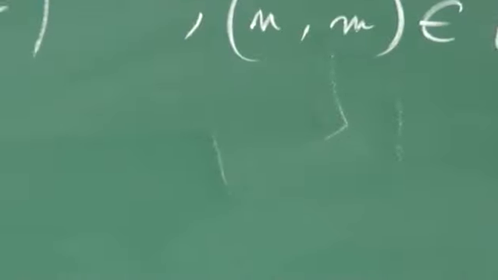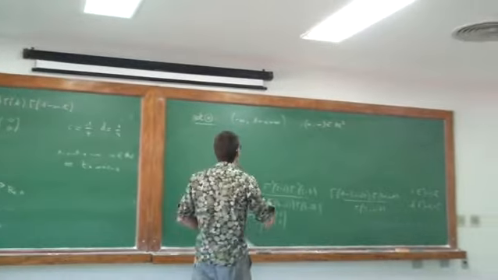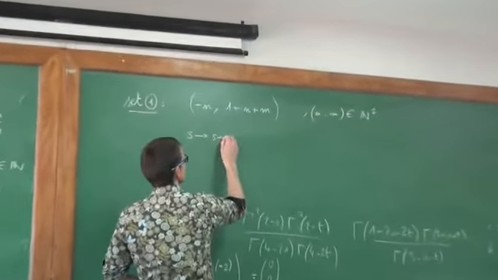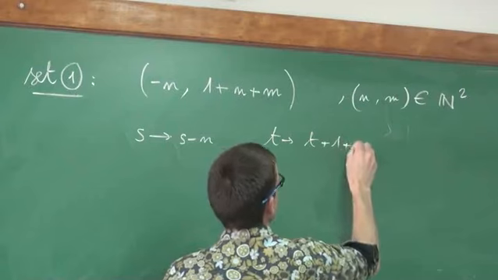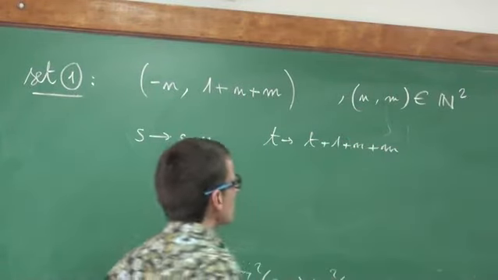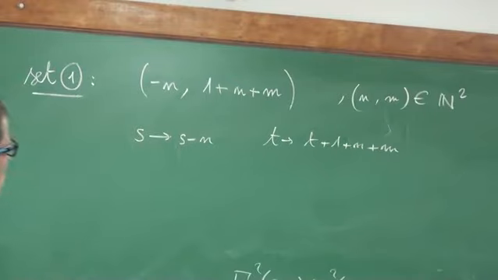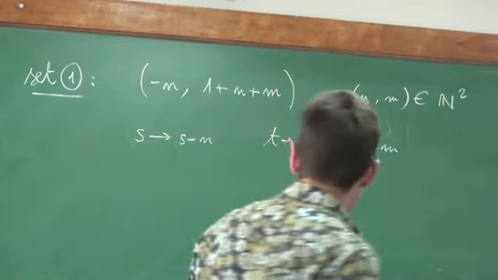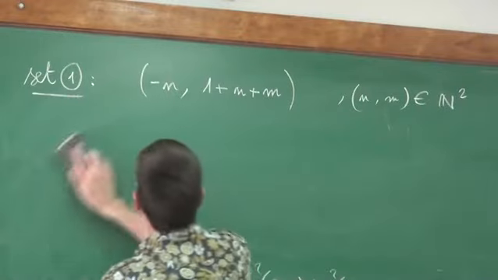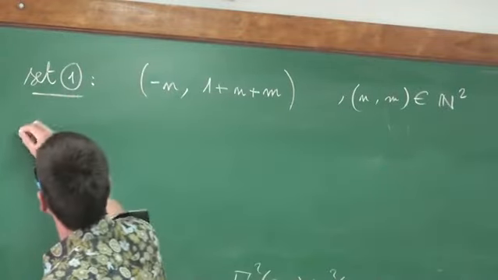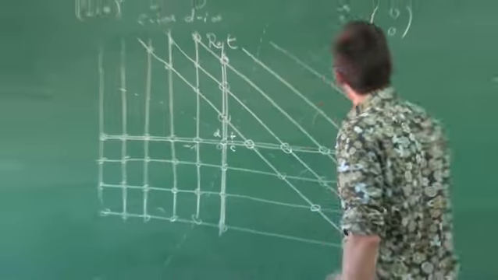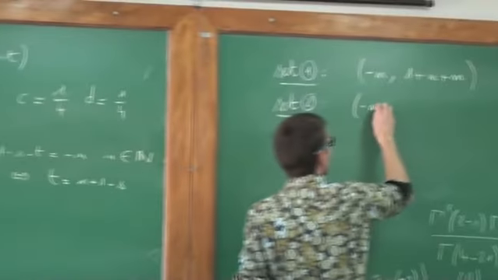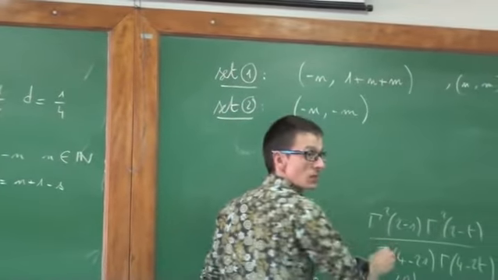So we can do as in the one-dimensional case. We perform the change of variable s minus n, t plus 1 plus n plus n. Okay. Now, before doing that, let me write the other sets. Set 2, for instance, is this one in the square. So this is minus n, minus n. Okay?